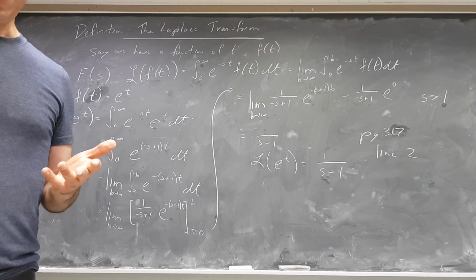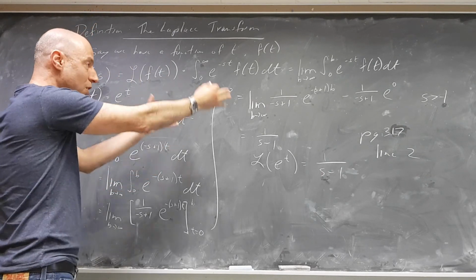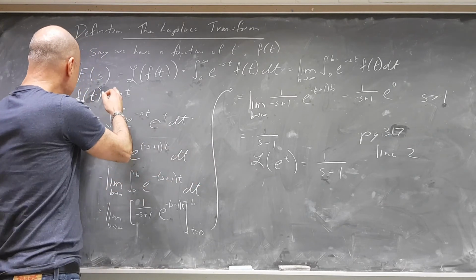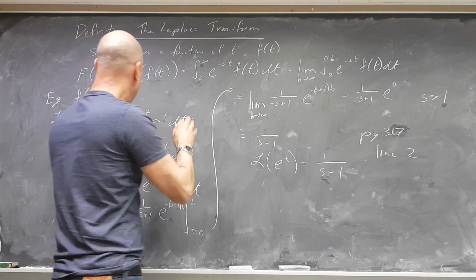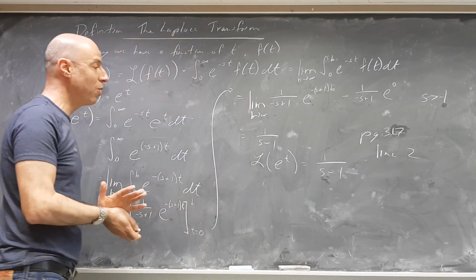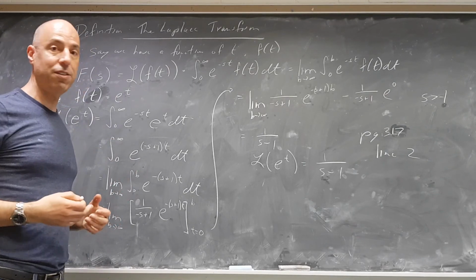Well, that's pretty much it. If you understand the definition and you understand what we did over here, then you can see how you get back and forth from a function of t to its Laplace transform in s. We're going to use that table on page 317 a lot to go back and forth.